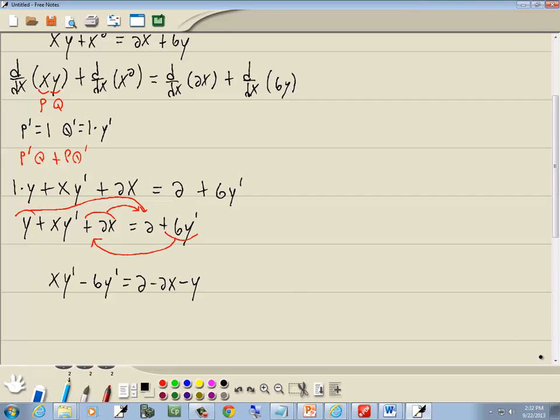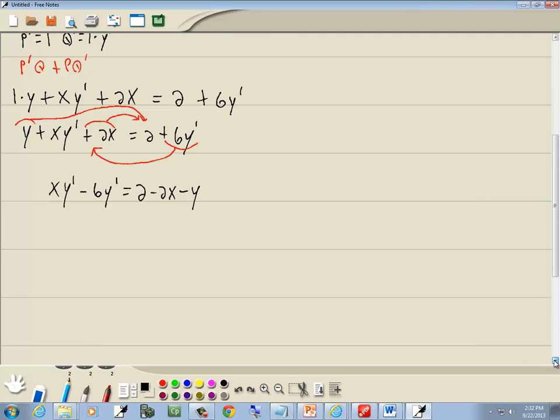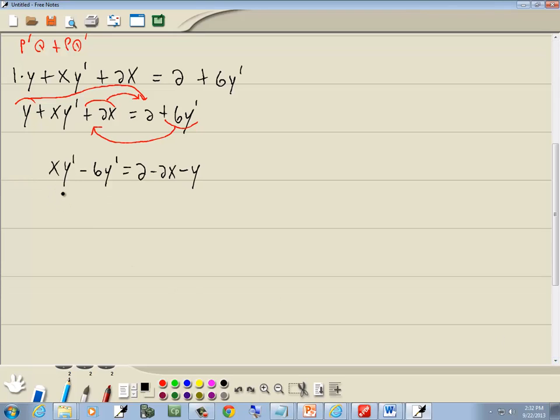Now step 4. If y prime is in 2 or more terms, or 2 or more pieces, factor it out. And on pieces, I'm talking about what's separated by pluses and minuses. Well, it's in 2 different pieces here, so I'll factor out a y prime. And that leaves us x minus 6 equals 2 minus 2x minus y.